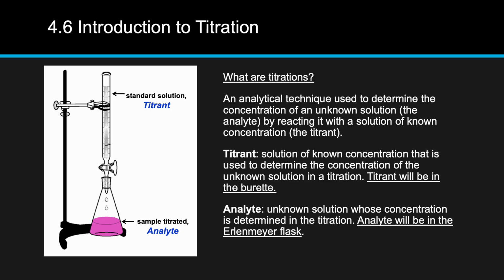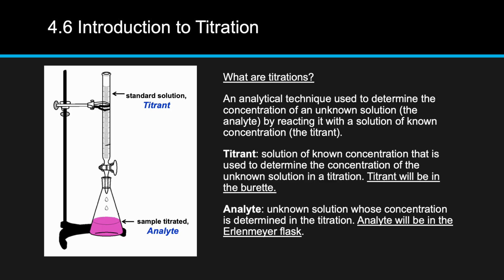So now that we understand the basic idea of acid-base neutralization reactions, let's talk about what a titration actually is. This is an analytical technique that lets us determine the concentration of an unknown solution, which we call the analyte. To figure out the concentration of the analyte, we react it with a solution of known concentration, which we call the titrant. So the titrant is the known concentration in the reaction, and the analyte is the unknown concentration that we're trying to figure out.